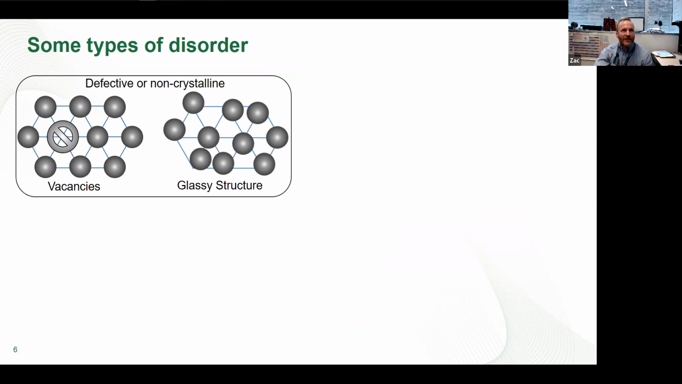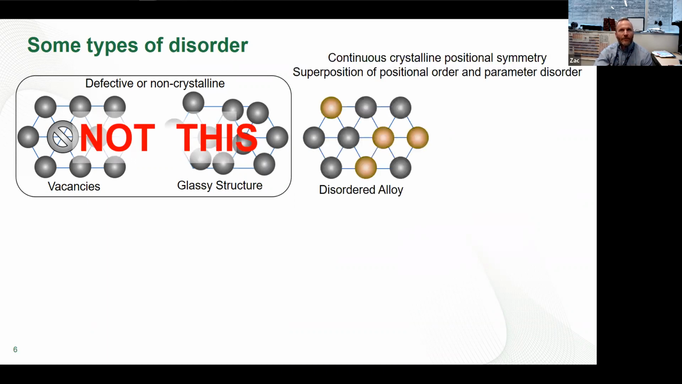And so what they're typically thinking of is you've got a bad material that you're looking at, whether that's vacancies or some glassy structure or something like this. So that's not what I'm talking about. What I'm talking about is something where you can actually control continuous, in this case, I'm going to call it continuous crystal and positional symmetry. So you've got your crystal, but then on those different lattice sites, you have a mix of elements and/or the parameters that those elements have may be disordered.